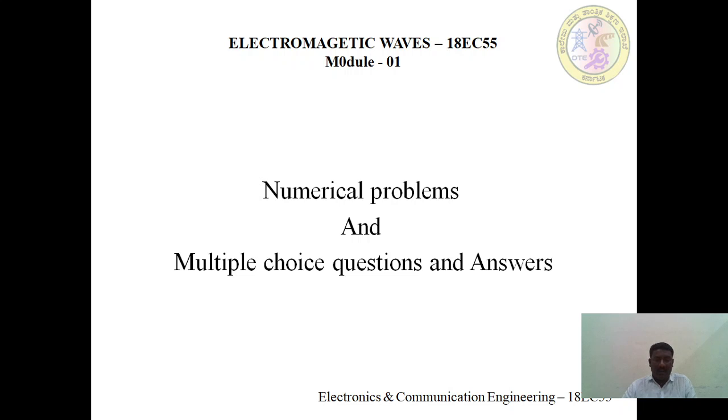Then for an infinite sheet of charge, the electric field intensity E is given by rho s divided by 2 epsilon naught into a unit vector an. This is the equation for the sheet of charge.